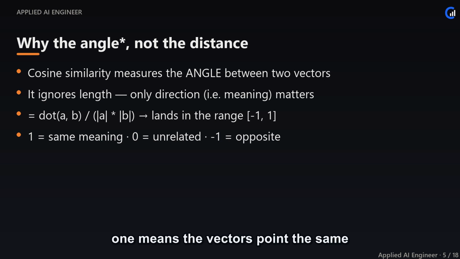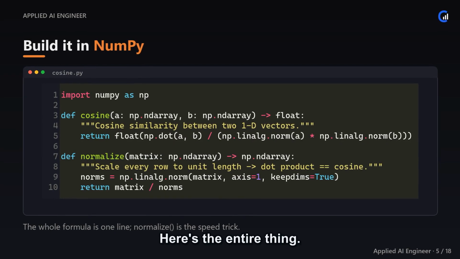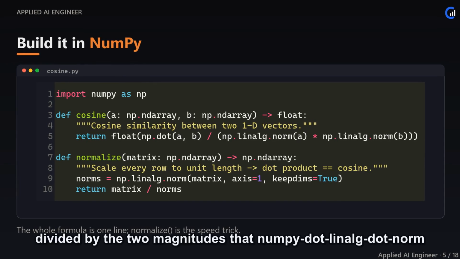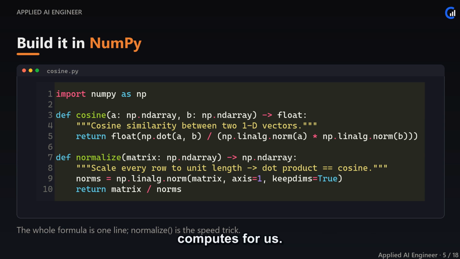1 means the vectors point the same way, so same meaning. 0 means they're perpendicular, so unrelated. -1 means opposite. Here's the entire thing. Cosine is one line, the dot product, divided by the two magnitudes that NumPy.linalg.norm computes for us.